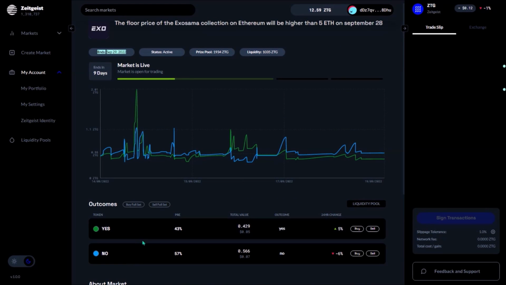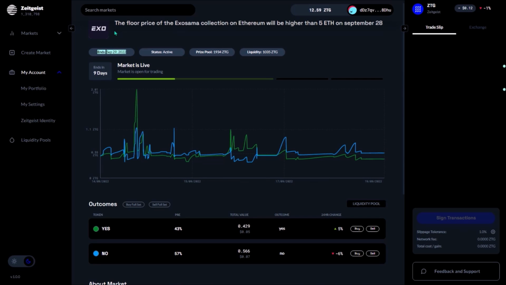Here are outcome tokens, yes and no. Here is the current overall prediction of all participants in this market, 43% to 57% in favor of no. Total value is basically the price of the token in ZTG, so I can now buy yes token for 0.43 ZTG, which is around 5 cents, or I can buy no token for 0.56 ZTG each. No token is more expensive of these two, meaning the demand for no has been slightly higher thus far, which means more participants in this market believe no will be the right outcome. Also, the price change within the last 24 hours and the buy and sell options for both tokens.